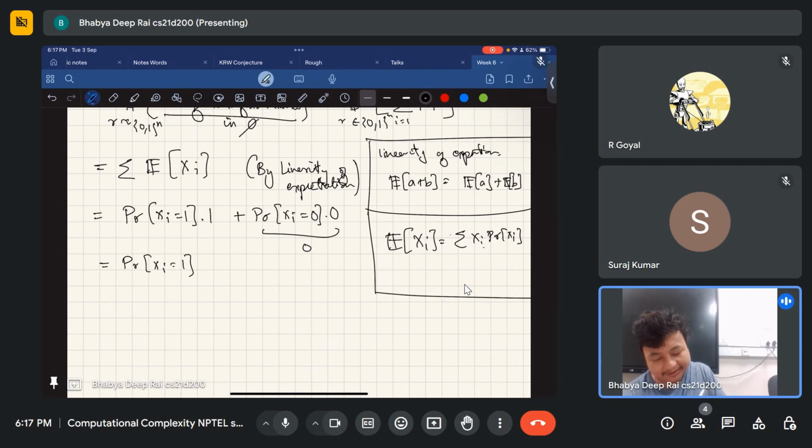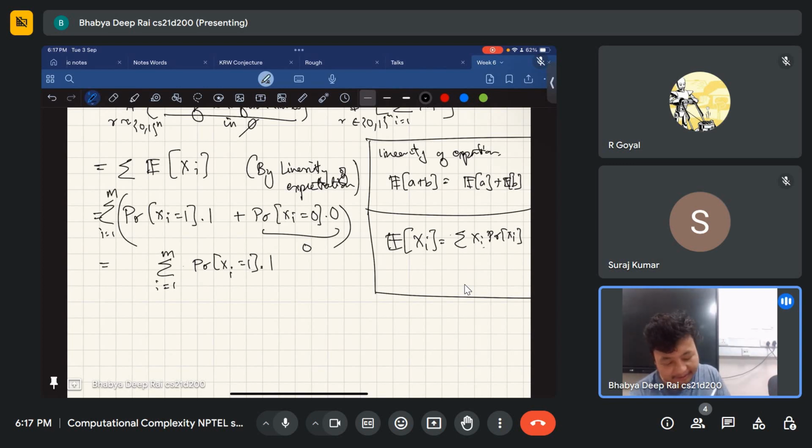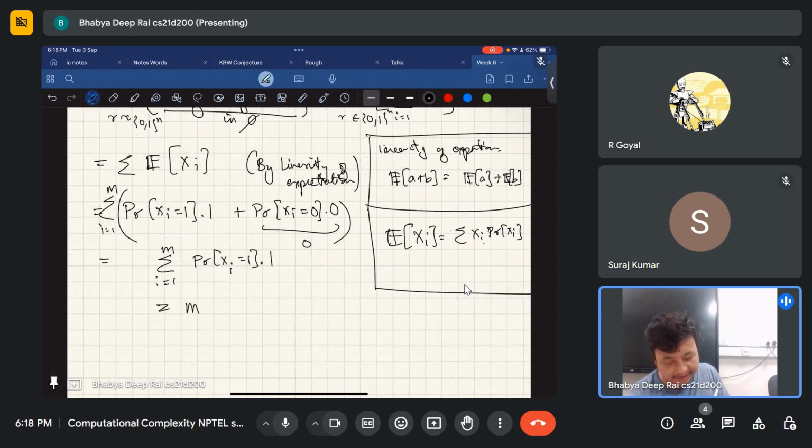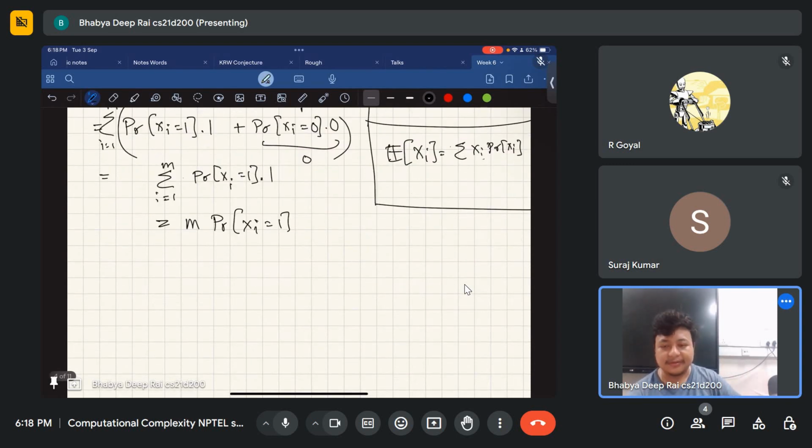And this is a summation, right, over i equals 1 to m, of the probability that xi equals 1. Now you are just summing it up, and therefore this summation will just be m times the probability of xi equals 1, right? Because I'm doing it m many times.